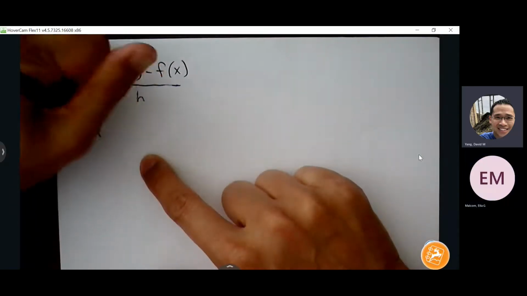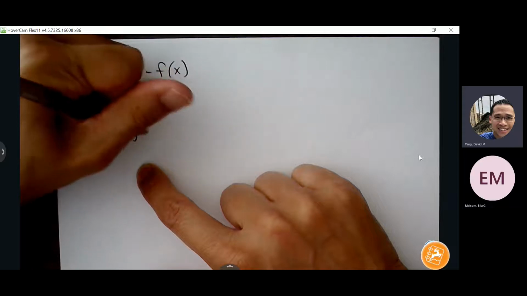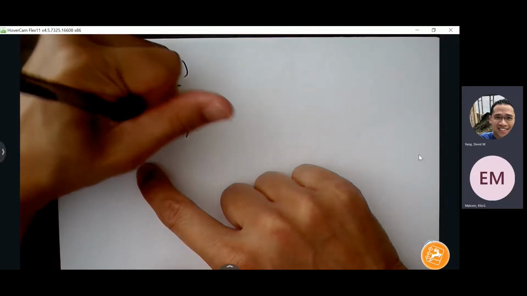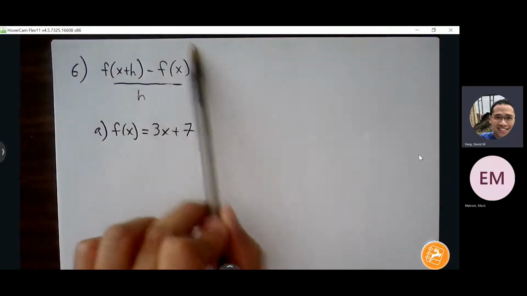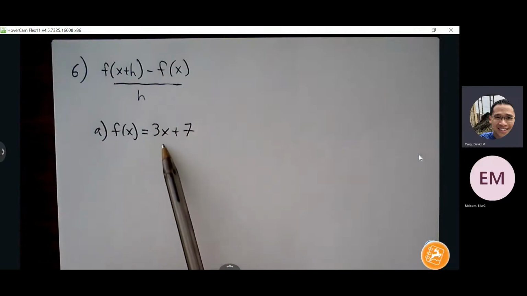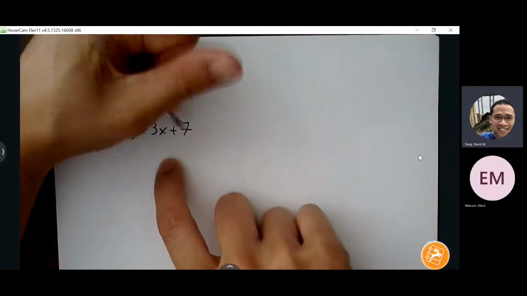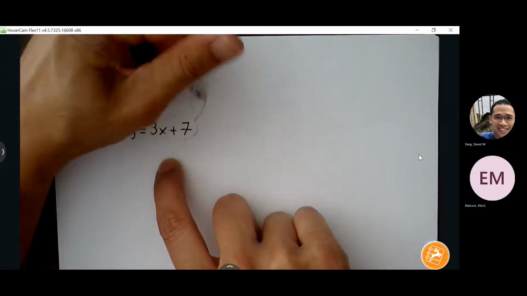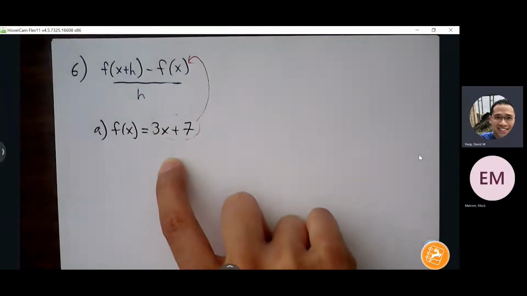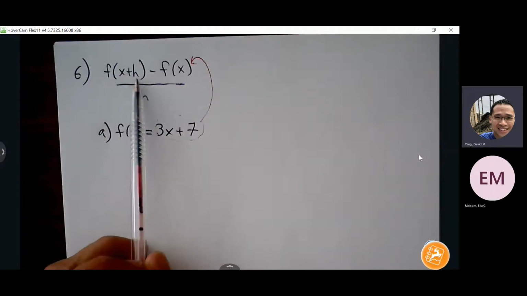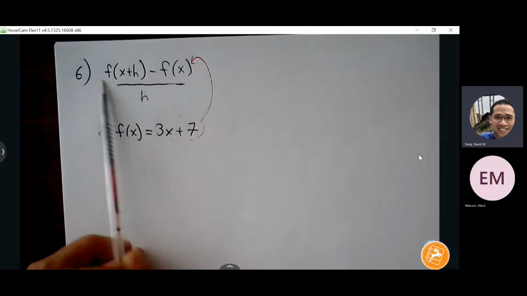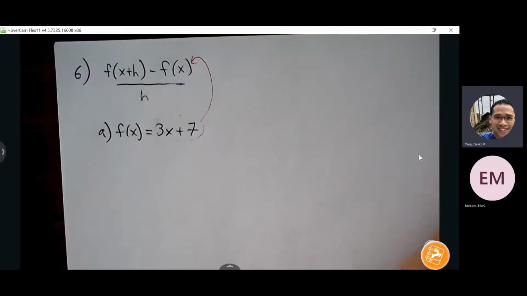Okay, so here's part A. F of x is 3x plus 7. Now, we're substituting this expression into this, this value into this expression here. So we have a substitution for this f of x, right? So this f of x is just going to be this 3x plus 7. So that's pretty easy. Okay. But the issue that we have is trying to find a substitution for this f of x plus h. Okay, so let me show you how we could do that.